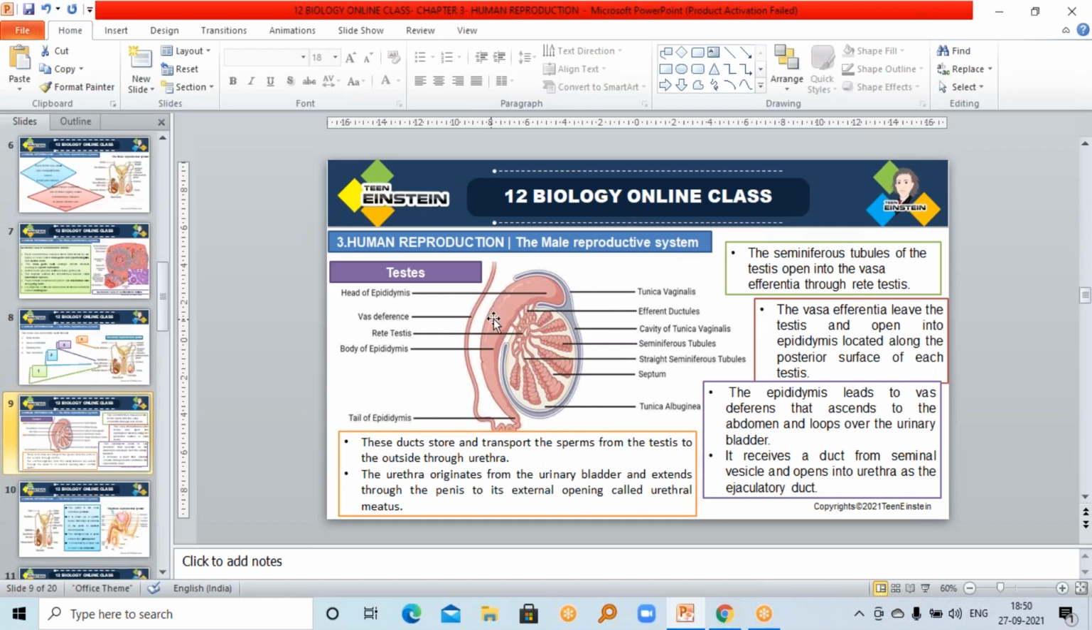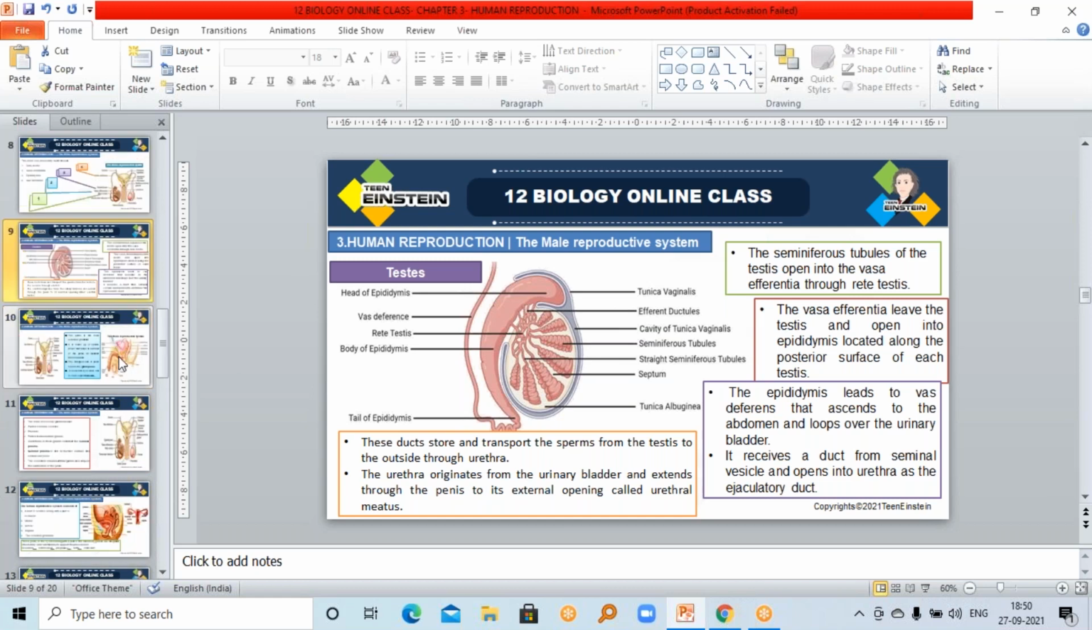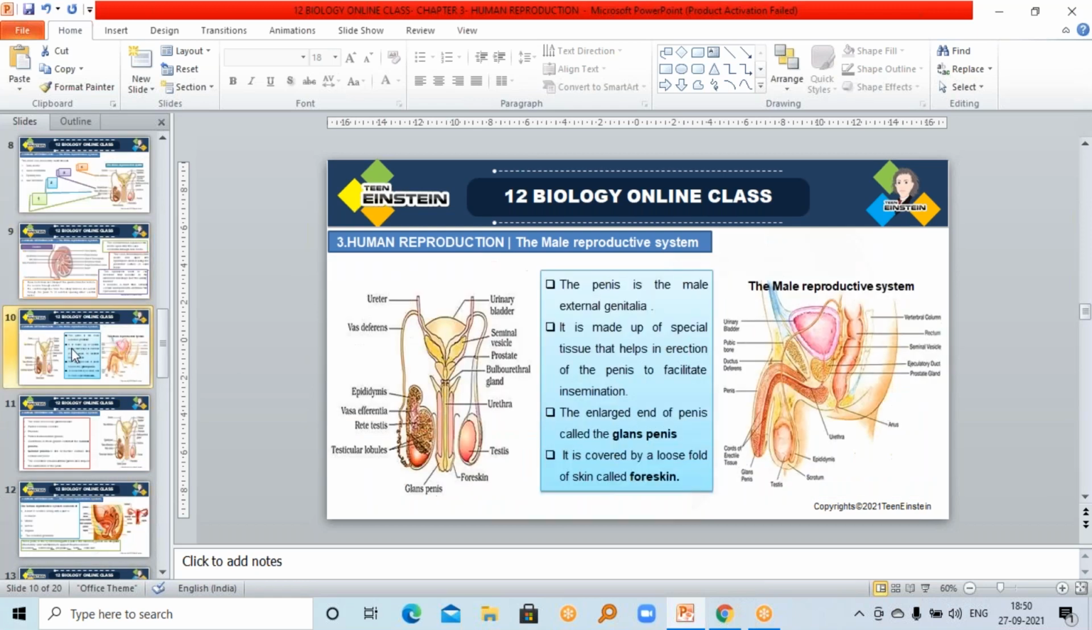Got it? And what is the function? Mainly the storage of sperms. Sperms are produced here and stored in the epididymis. And another function, they are secreting a fluid which is nourishing the sperm. Okay. Here with this picture I'll explain. And this epididymis leads to the vas deferens.